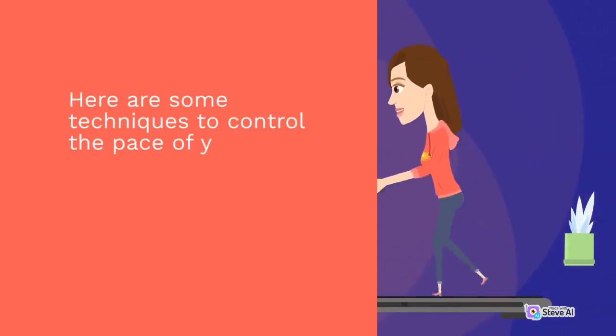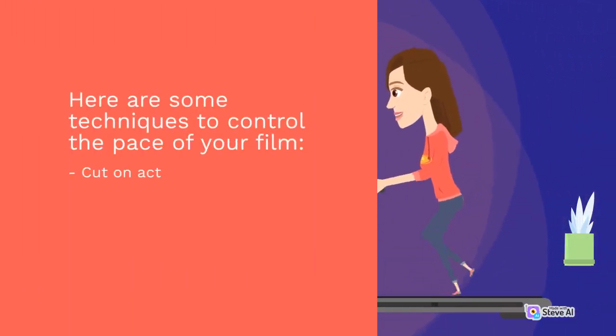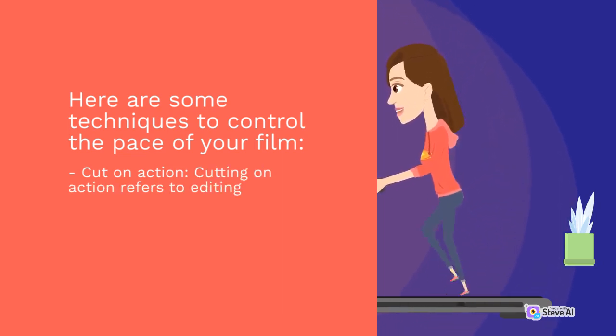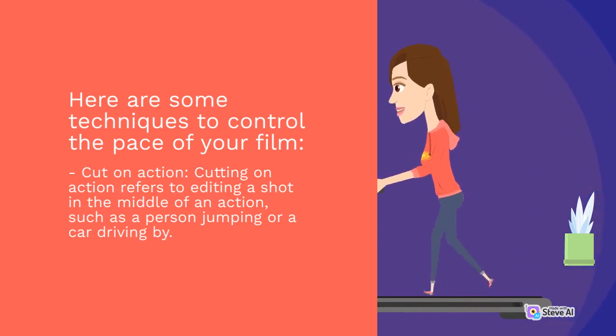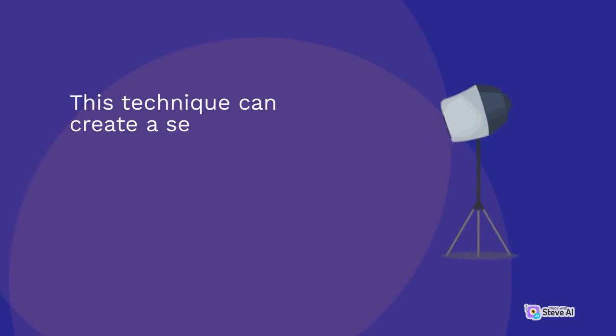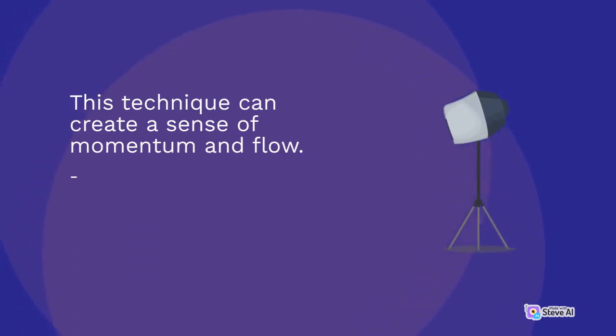Here are some techniques to control the pace of your film. Cut on action. Cutting on action refers to editing a shot in the middle of an action, such as a person jumping or a car driving by. This technique can create a sense of momentum and flow.